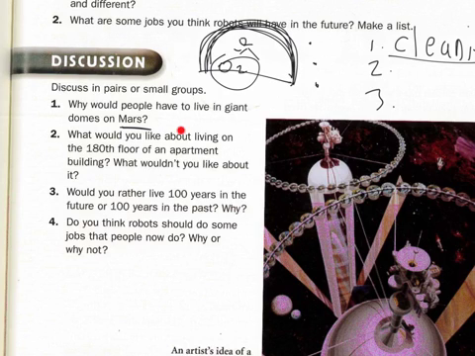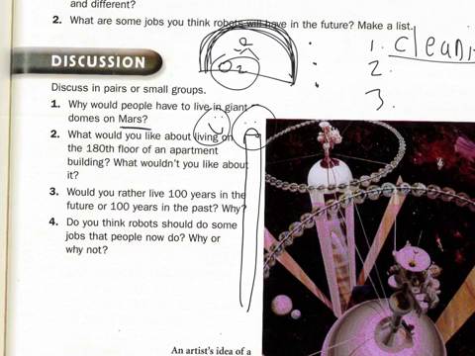What would you like about living on the 180th floor of an apartment building? What wouldn't you like about it? So, in other words, what you would like and what you wouldn't like. Being on the 180th floor, way up here, of an apartment. And the people are down here. Would you rather live 100 years in the future or 100 years in the past? Why?